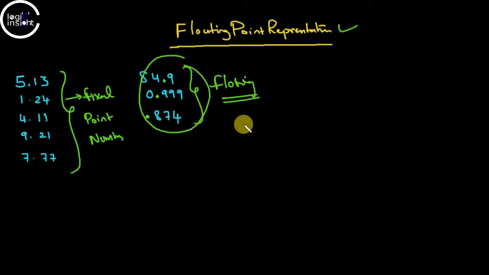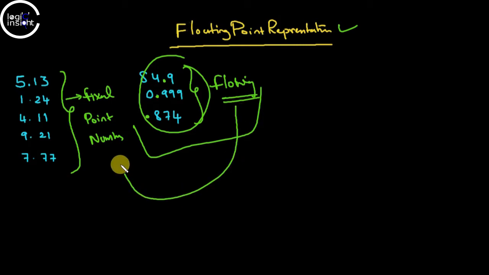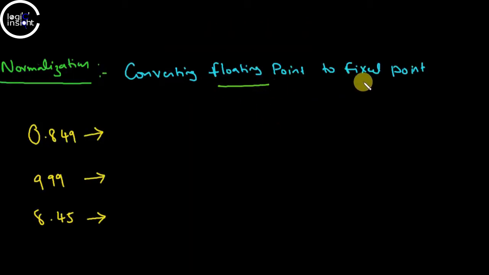Why do we need to store these numbers? Whenever we do calculations, for example scientific calculations, we get numbers in real numbers, not like integers. How do we store these numbers? The logic is to convert these floating numbers into fixed point representation and store them in the computer. Technically, converting a floating point number into a fixed point number is called normalization.